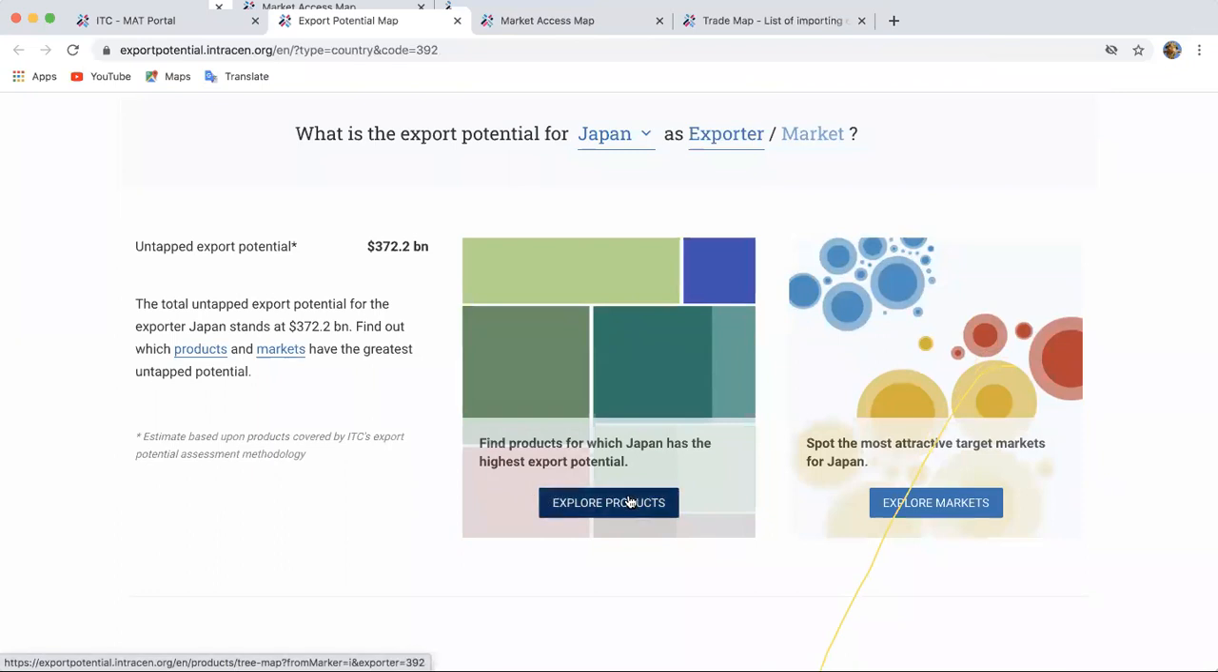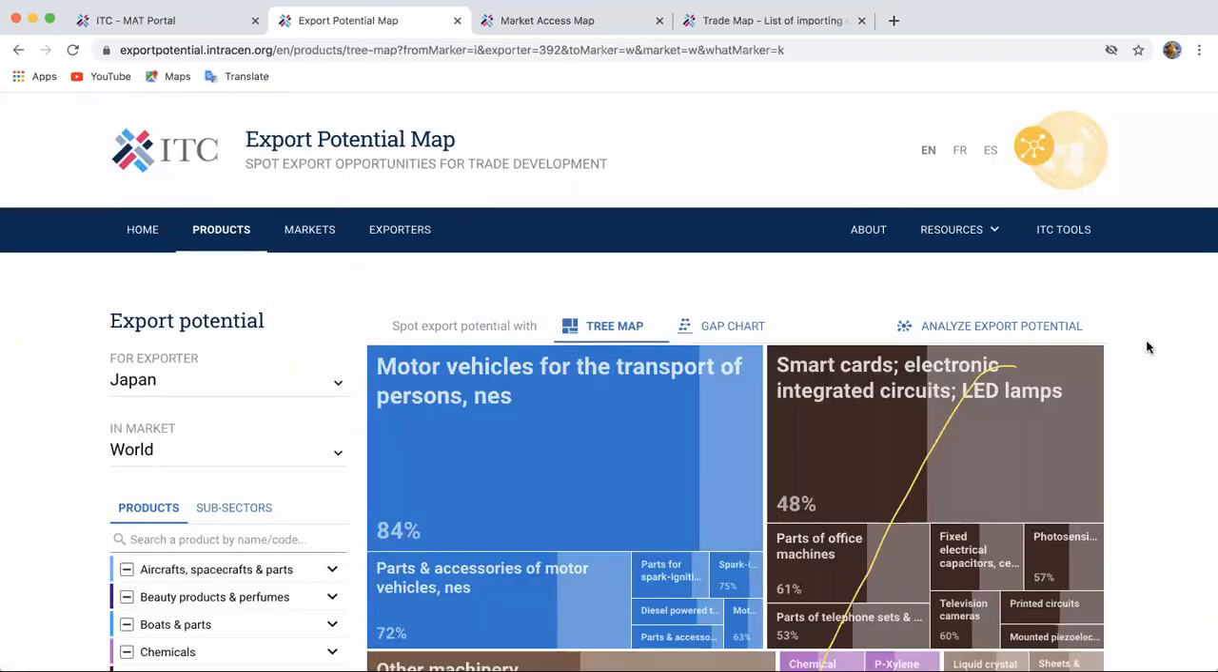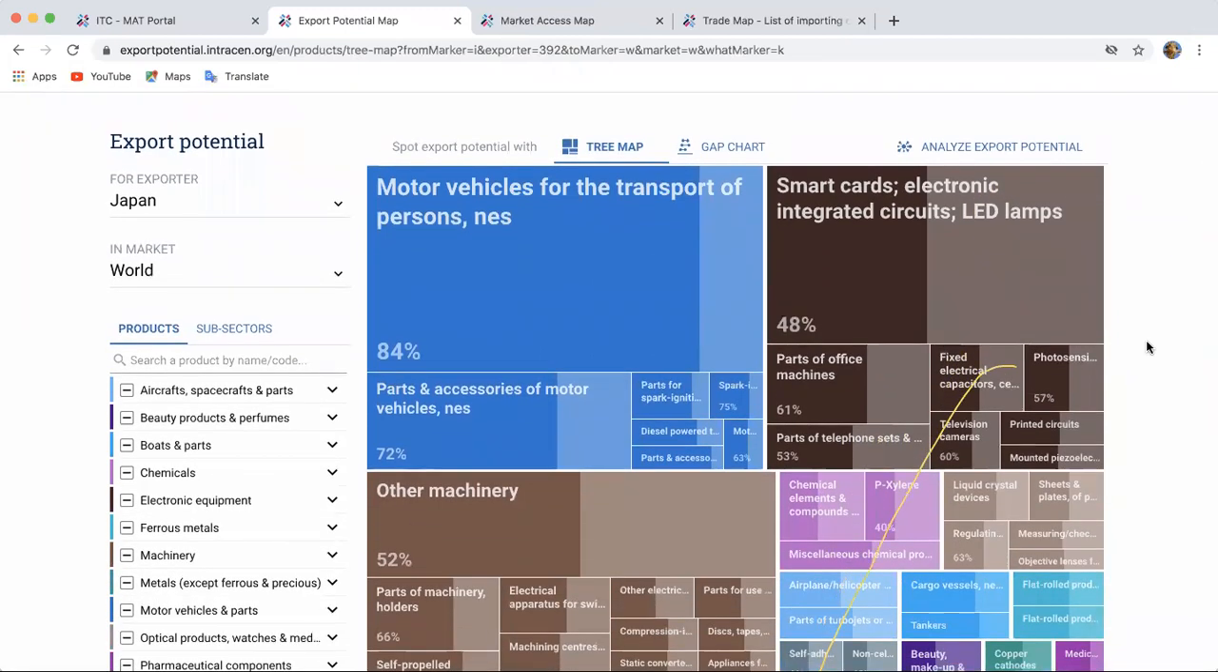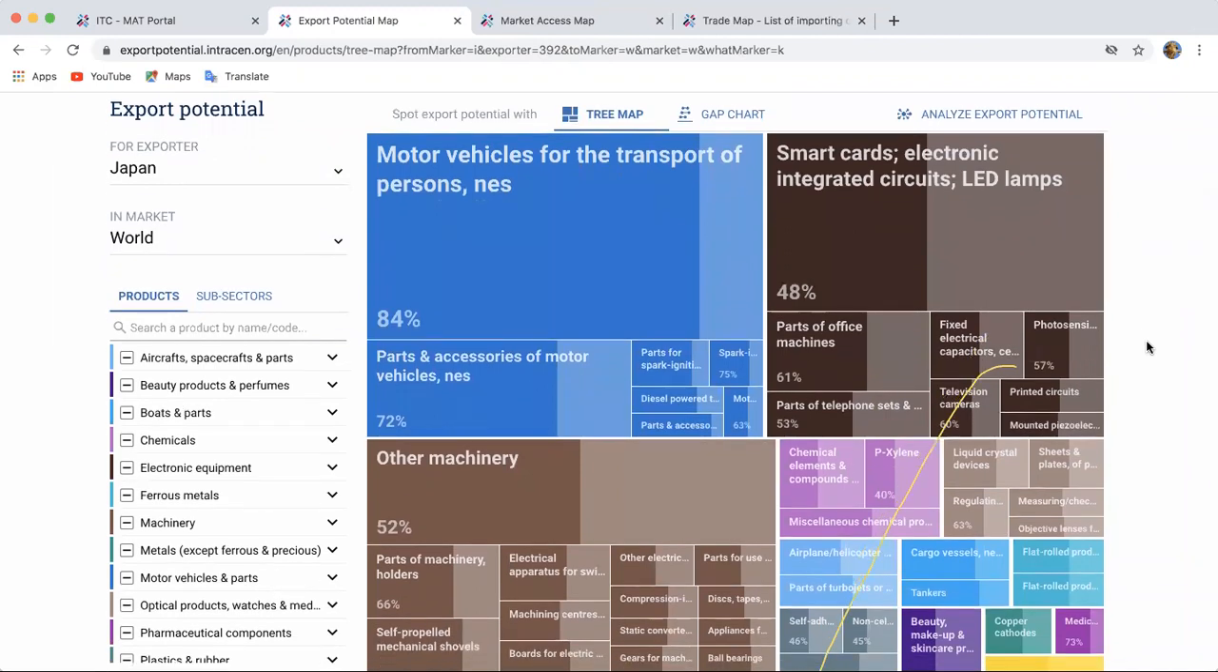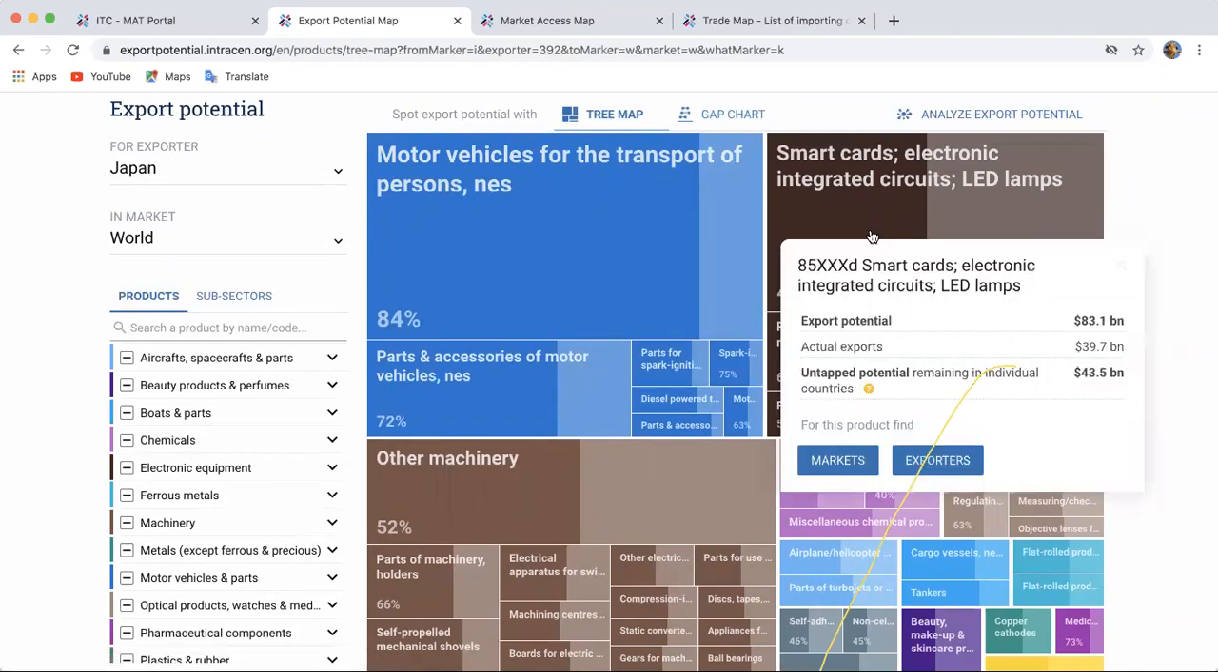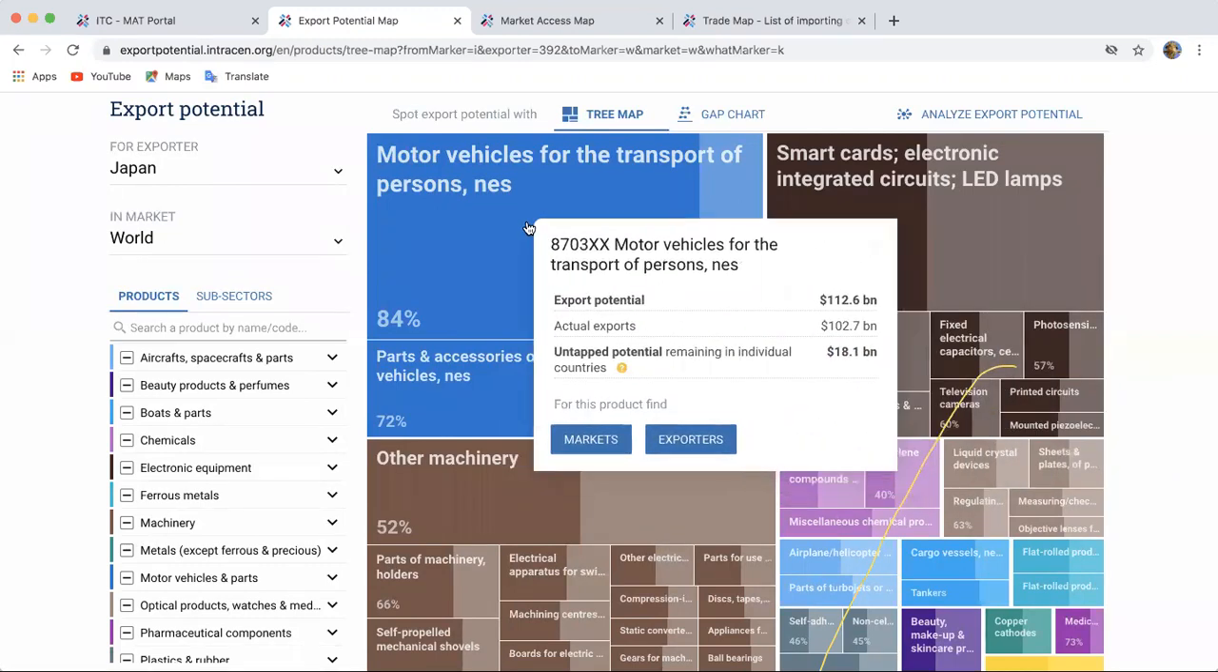So let's start with explore products, because it gives you a nice overview of the products with the most potential for Japan. So you have different ways of looking at this information. You can look at the tree map like this, or we have a gap chart. Here we can see that, for example, motor vehicles for transport of persons shows probably the largest amount of export potential for Japan.